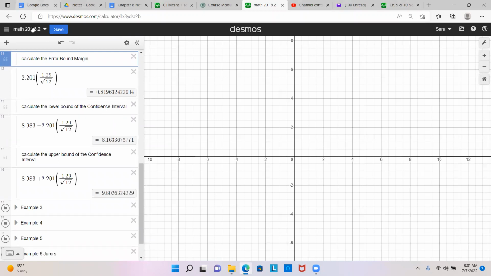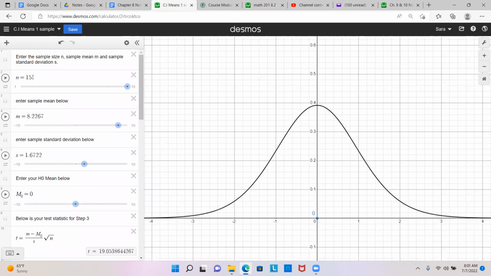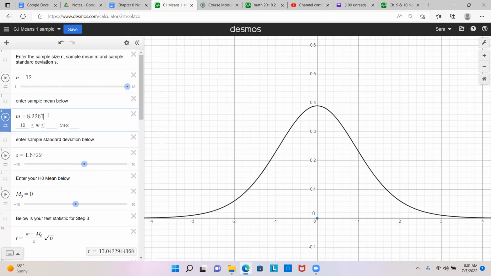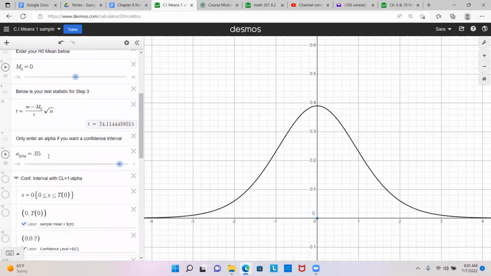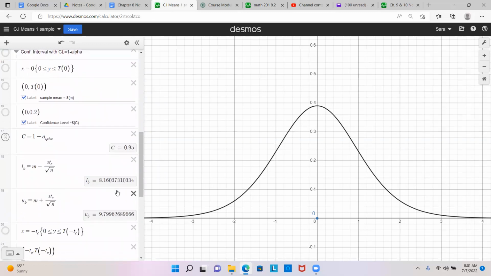And we can validate that using our little format program here. So we can put in 12 as our sample size, and the mean number of sleep was 8.98, and the standard deviation of sleep was 1.29, and our alpha is 0.05 again. And so we can scroll down to our lower, there's the 8.16, and there's the upper 9.79, all rounded to 9.8.